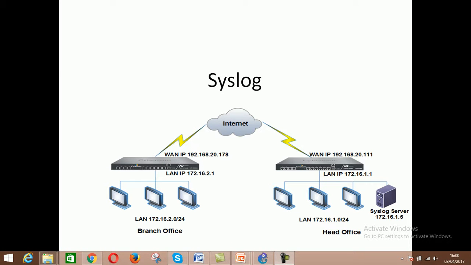So in this diagram, let us suppose I want to see whatever changes are going on in my branch office and in my HQ, so I want to monitor those changes with the help of a syslog server. Having said that, you have to know the importance and the components' functionality of syslog.